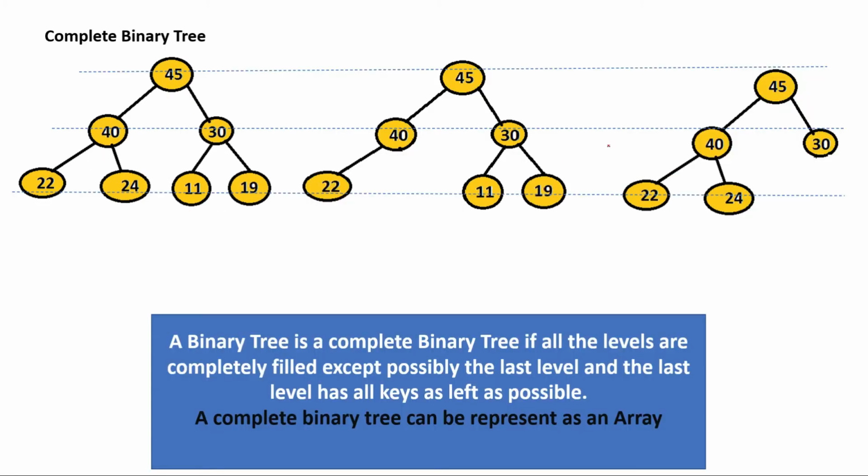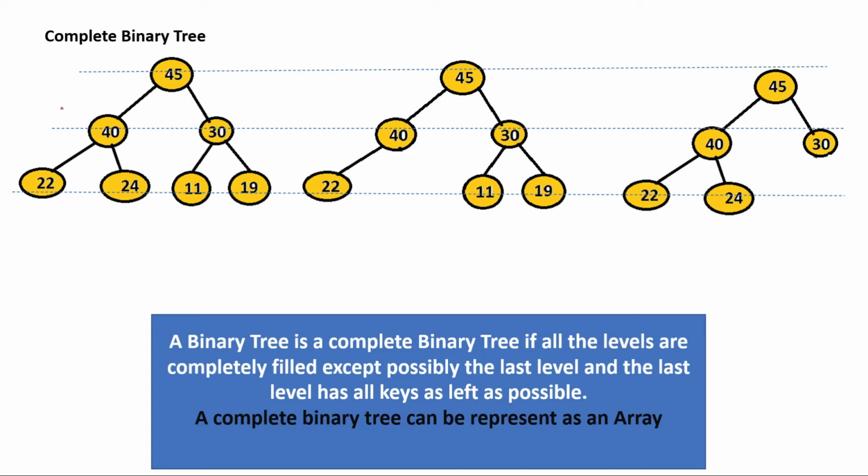Okay, now we will discuss what a complete binary tree is. A binary tree is a complete binary tree if all the levels are completely filled except possibly the last level, and the last level has all keys as far left as possible. So first of all, we have to know what a level is. In this tree you can see this is one level, this is the next level, and this is the third level. So this tree has first, second and third, 3 levels.